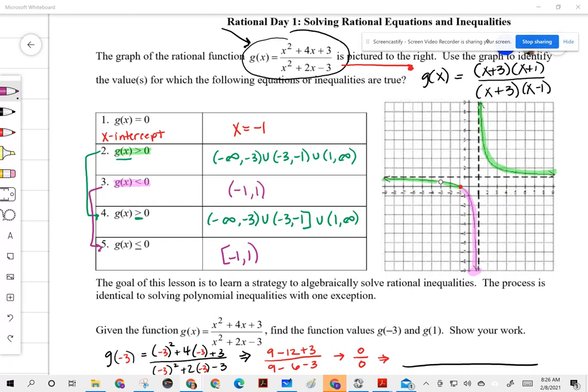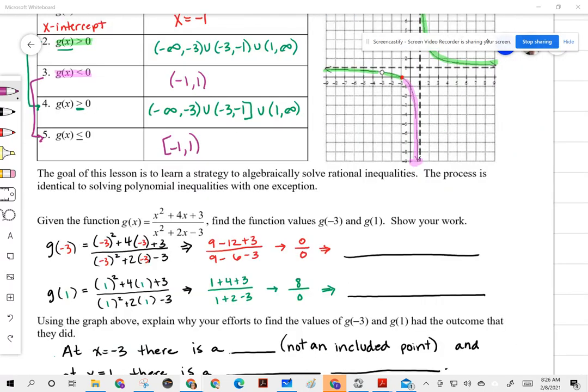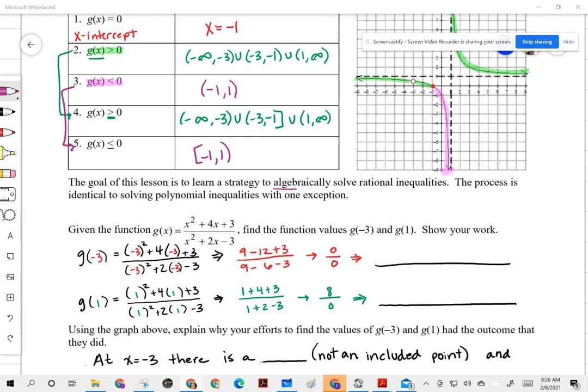All right, so let's take a look at this section right here. It says, the goal of the lesson is to learn a strategy to algebraically solve rational inequalities. And the process is identical to solving polynomial inequalities with one exception, and we're going to go over that. It says, given the function g of x, find the function values g of -3 and g of 1.